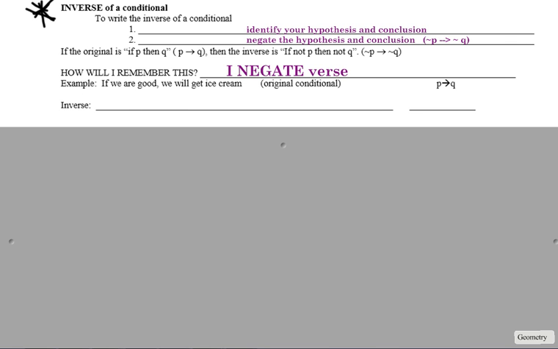Okay, so go ahead and look at this example here and take the inverse of if we are good, we will get ice cream. So we have identified that we are good as your hypothesis, that's your P. We will get ice cream, that's your Q. So we want to take the inverse of this, or we want to negate our P and then negate our Q. So take a second and write down your response.